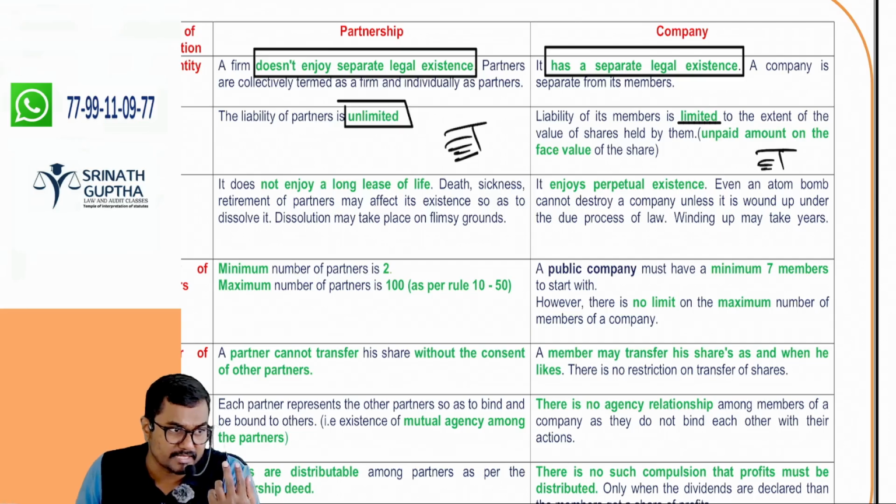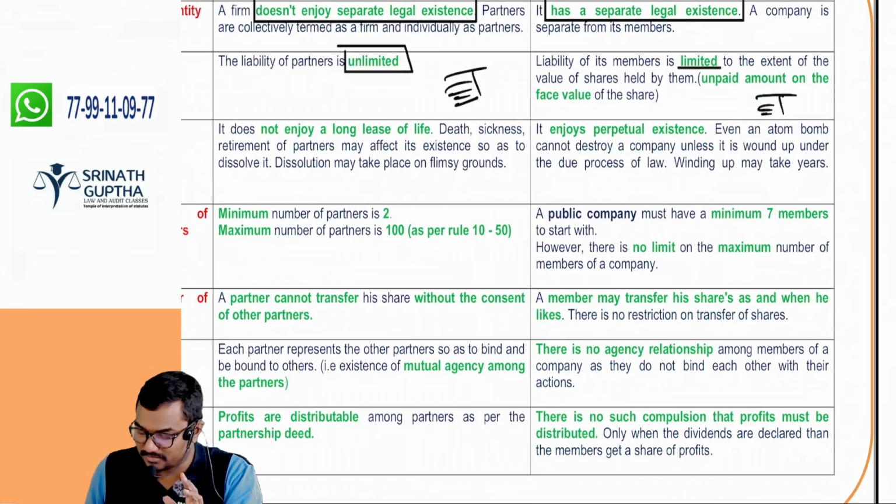Partners are like wife and husband. Member and company is like lovers. They're different.